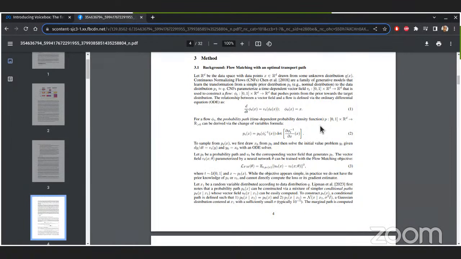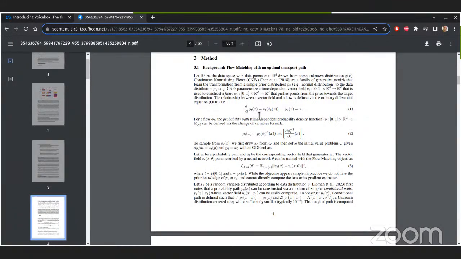So for the normalizing flows, there are a few variables, such as the vector field, which is denoted over here, and also the probability path. The vector field moves points from the initial distribution to the target distribution. And you do this by solving this differential equation right here. And the probability path is used to create a time-dependent PDF. And this describes how the data points change over time.